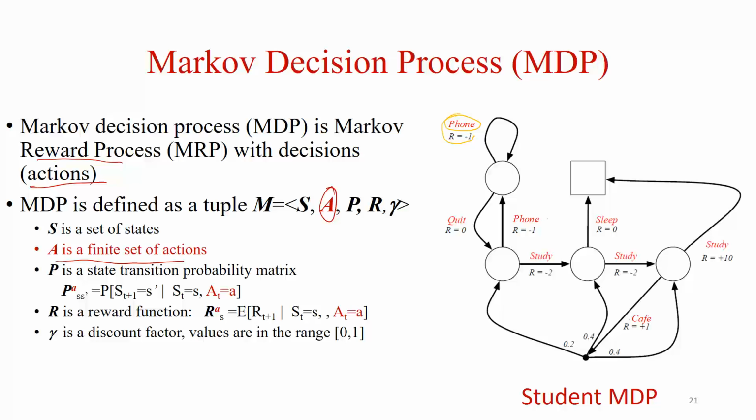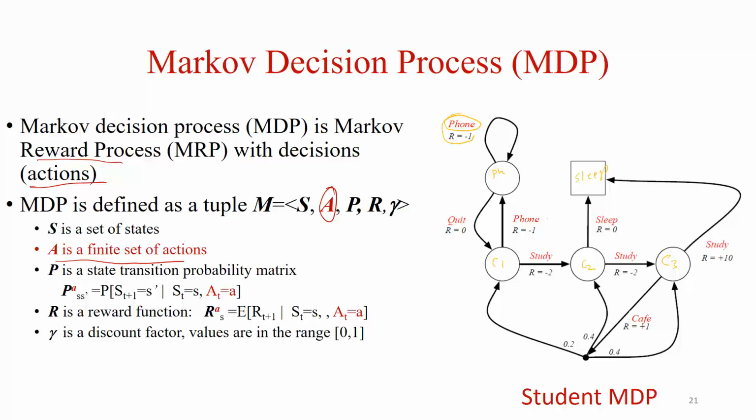If I'm in the state of the phone and my action is to use the phone more, I'm going to stay in this state of the phone. And this is C1, my class. If I study, that takes me to class 2. If my action is study, this takes me to class 3. If my action is study in class 3, it will take me to the sleep or pass state where I'm done.